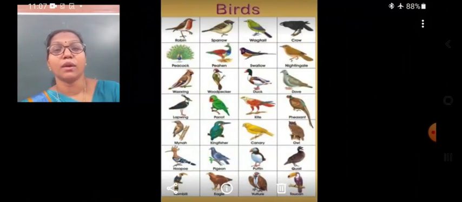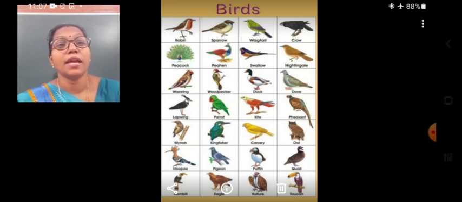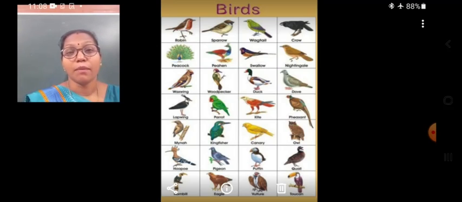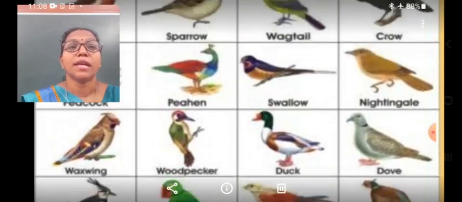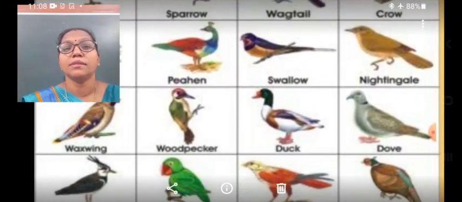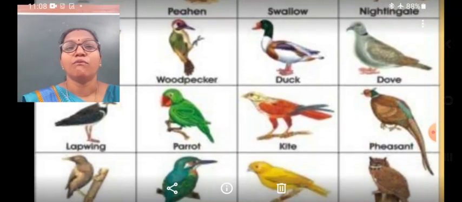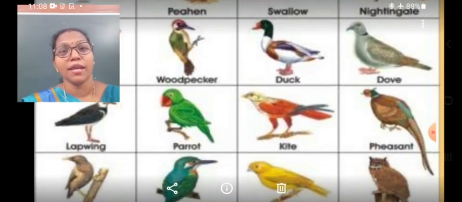The birds are called aerial animals. They can fly in the air. They have a pair of wings in their body to fly in the air. Students, we know that they have a tail made up of feathers and their wings are also made up of feathers. They have a lightweight body. Using these wings, they can fly from one place to another. The flying mammals, the bats, and also the flying squirrels, have membranous wings to fly from one place to another. The birds such as the woodpecker, the migratory ducks, the swallows, nightingales, crow, wagtails, sparrow, peahens, lapwing, parrots, all these birds can fly in the air.